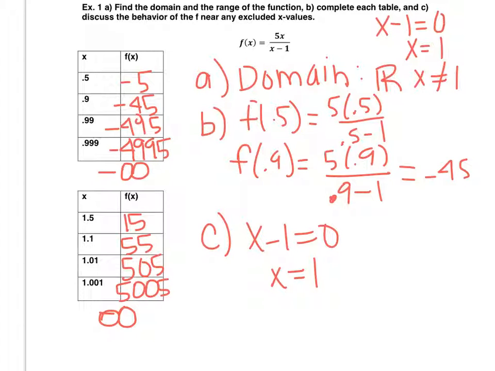And we can verify that using these tables, because we can prove that the left side goes to negative infinity and the right side goes to positive infinity. So the closer we get to 1, they're doing different things. Negative infinity is never going to meet positive infinity. So we can assume that there is an asymptote.